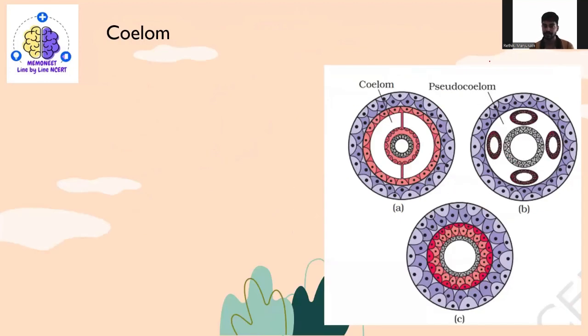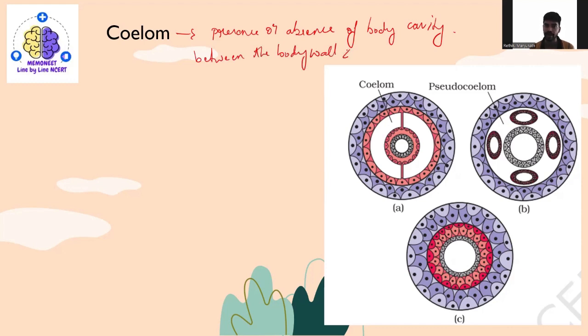The next one is coelom. What do you mean by coelom? Coelom is nothing but the presence or absence of body cavity, between the body wall and the gut wall. That is the body cavity which is lined by the mesoderm. This is the place where mesoderm will be present.